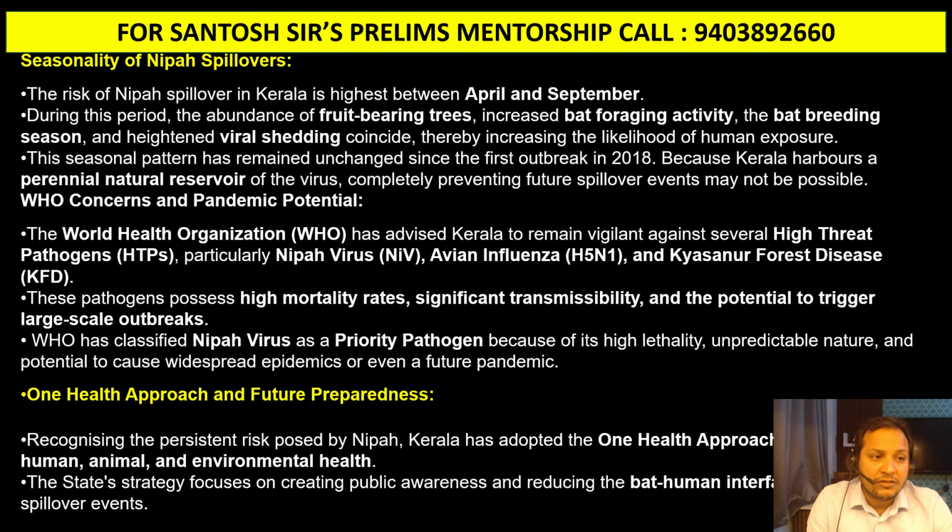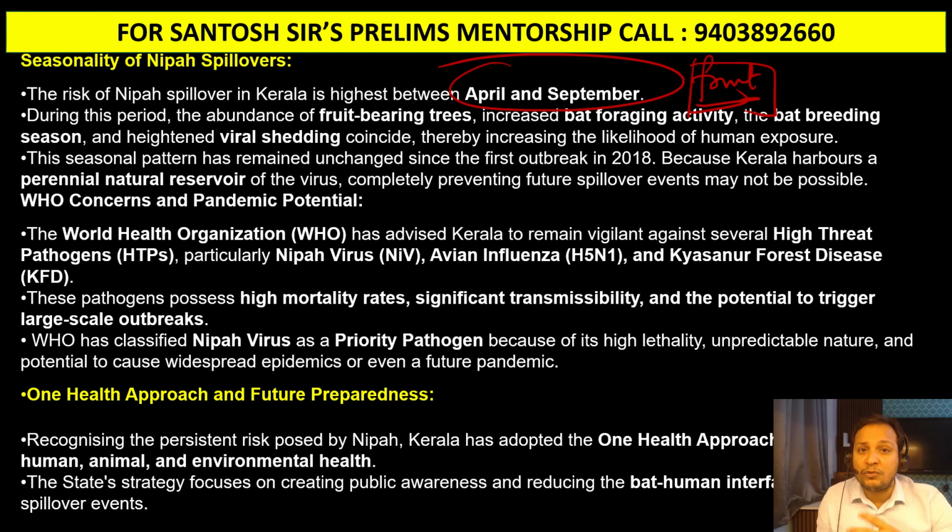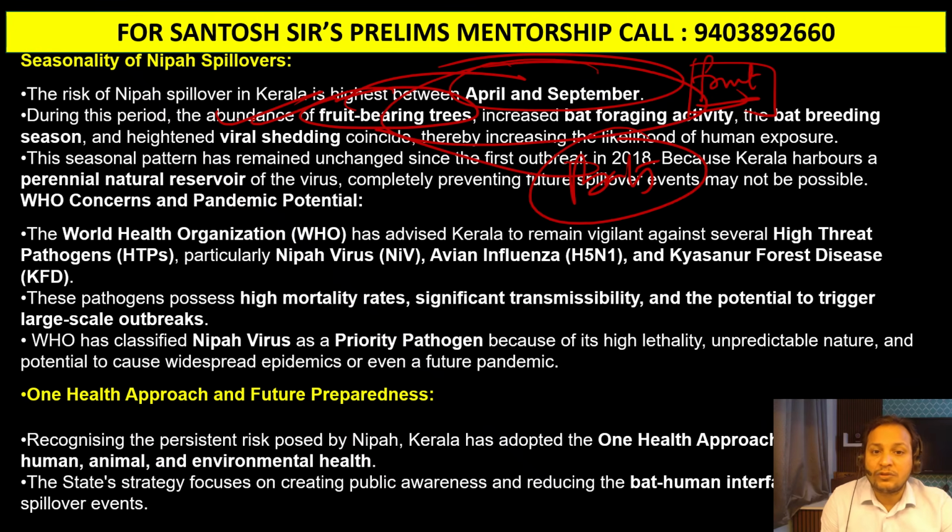Okay, now seasonality. Generally the outbreak happens between April and September. Why? Because during this time, there are more fruits on the plants, and fruit bats are more common during this season. Fruit-bearing trees are abundant in this season, and this attracts the bats, and these bats basically carry the virus, because of which outbreaks happen generally from April to September.